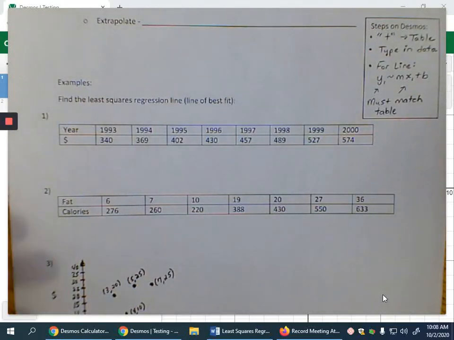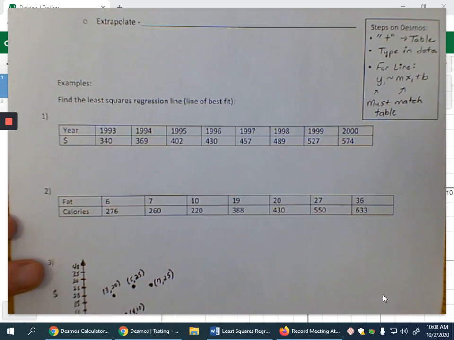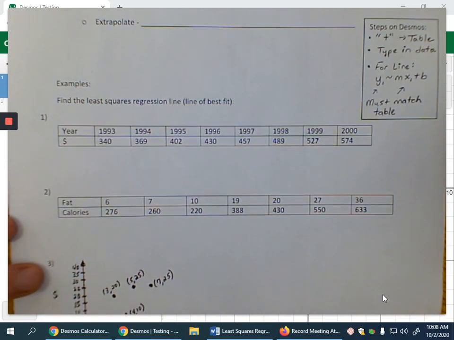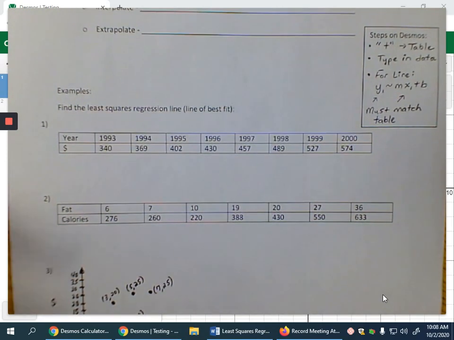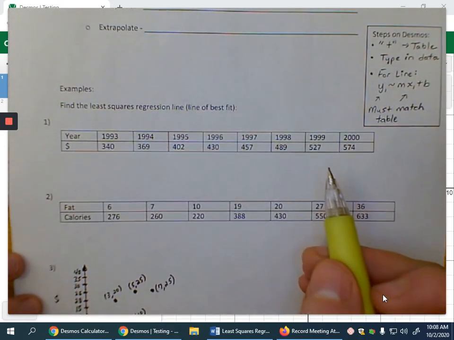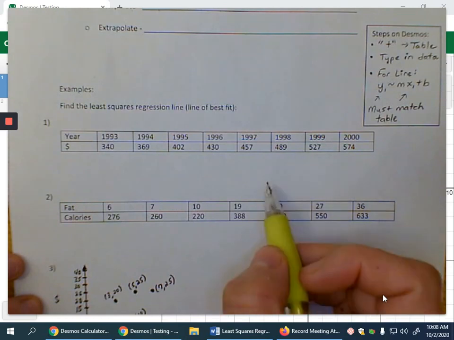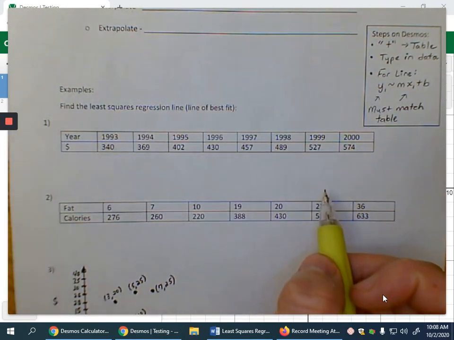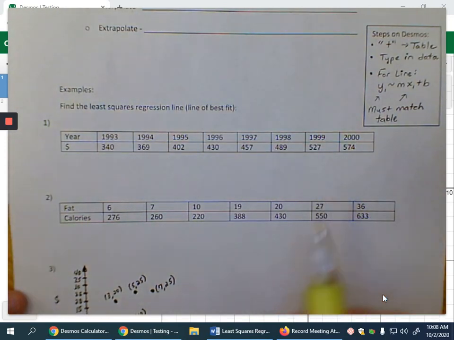So now that you've talked about the least squares regression line, or the line of best fit, we're going to talk about how to use Desmos to help us find the line of best fit for a set of data, okay? I'm going to be going back and forth between this paper and Desmos, so make sure you're looking at your notes so you can follow along, all right?